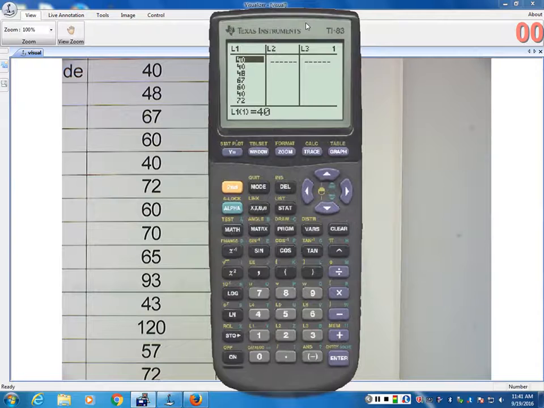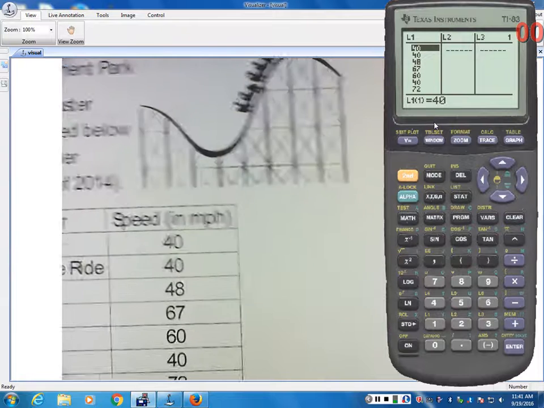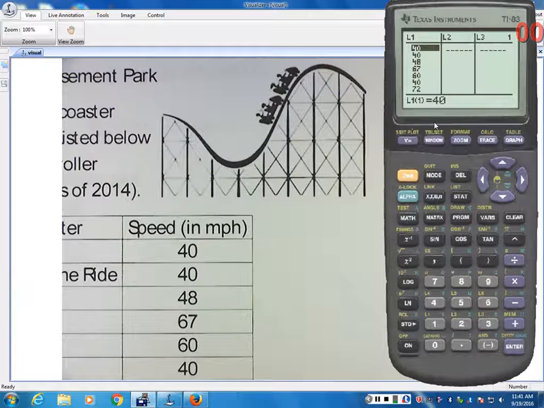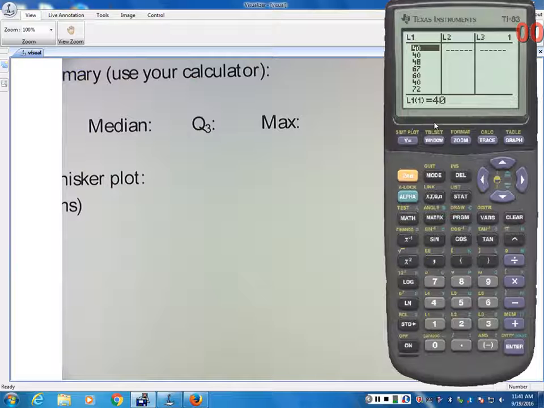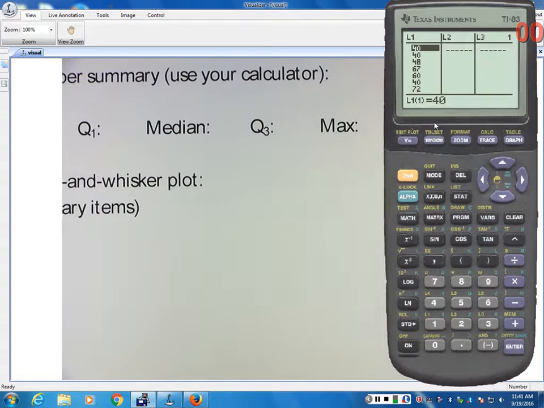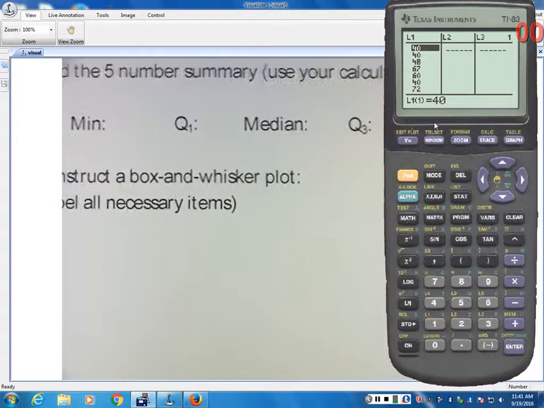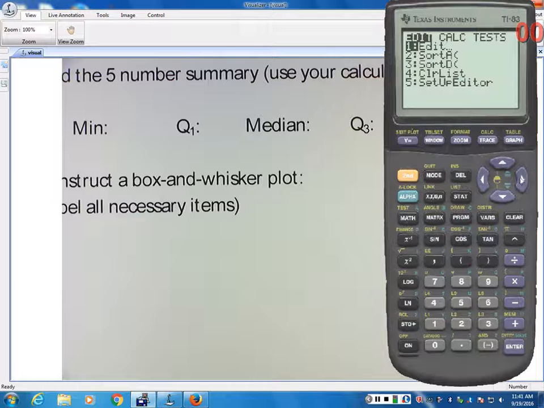So we've loaded in all of the data for the roller coasters. And now we're going to start working on the roller coaster data to make some summary statistics, and this is going to be the 5-number summary. These are the most important 5 numbers in our data set as far as the box plot goes.